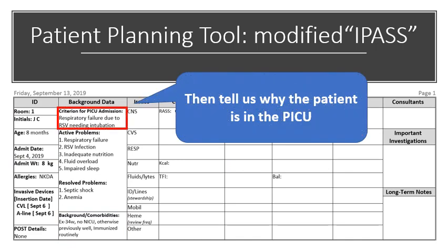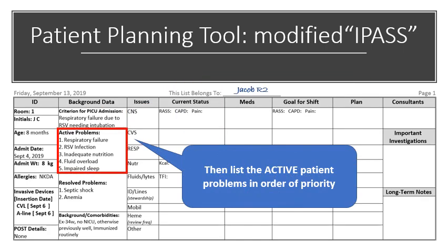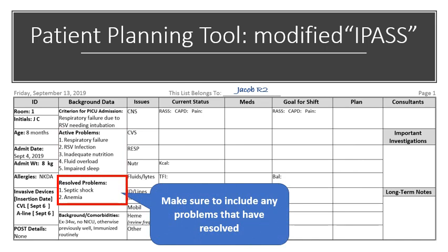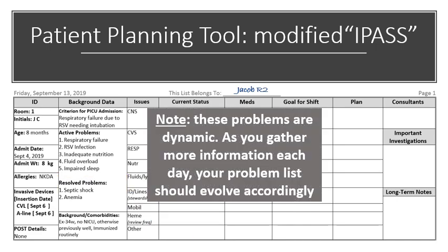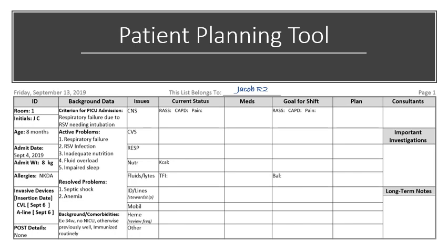Remember, this should reveal why the patient needed critical care support, so not just pneumonia, but instead pneumonia requiring CPAP. Then list the active problems, as well as any notable resolved issues that may help understand the patient's course thus far. For this reason, problem lists should be updated daily. Here's an example of how to introduce a patient at rounds.